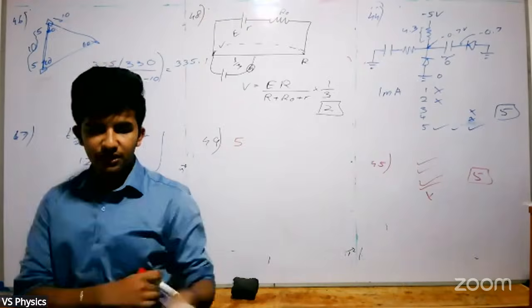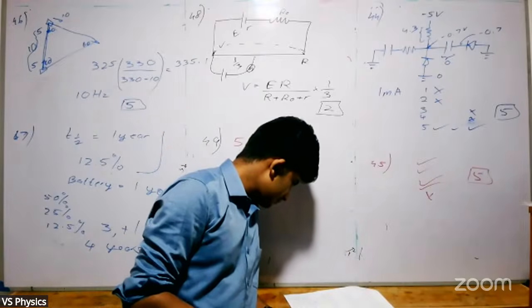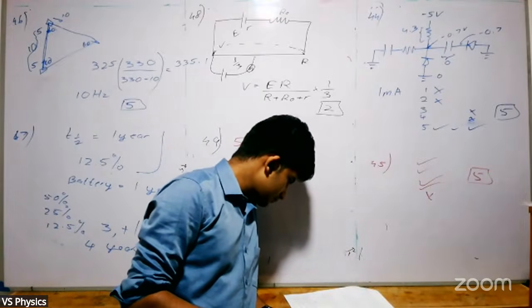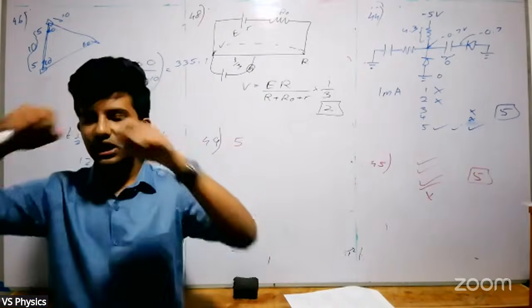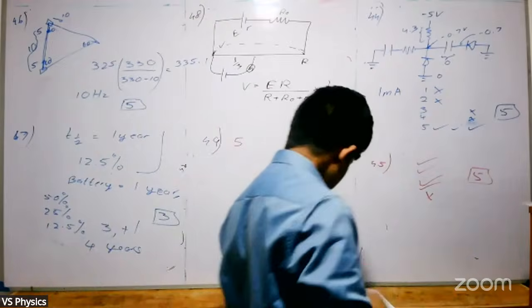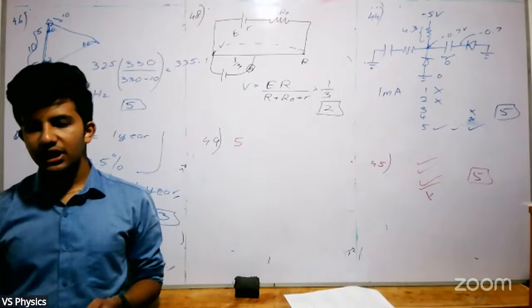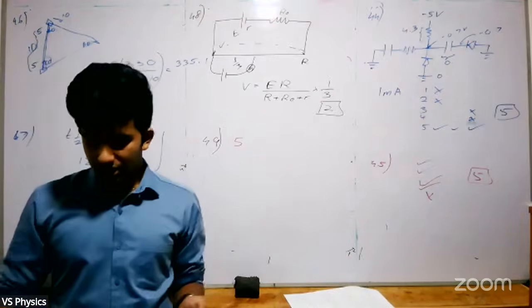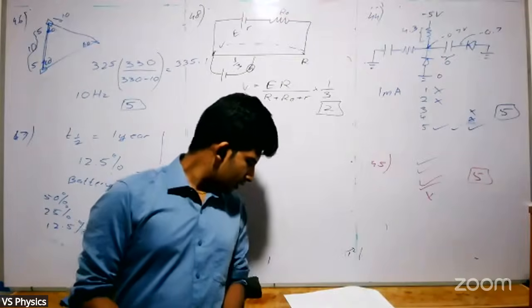In the 50th one, we have a circular track, a ring. In that ring we have put in a bead. That bead can go left and right.